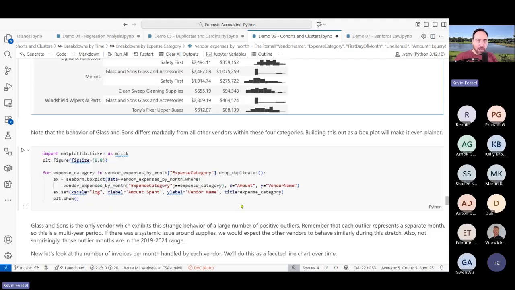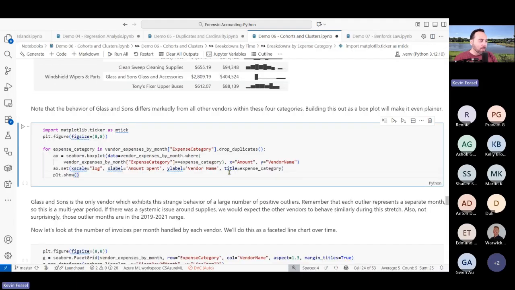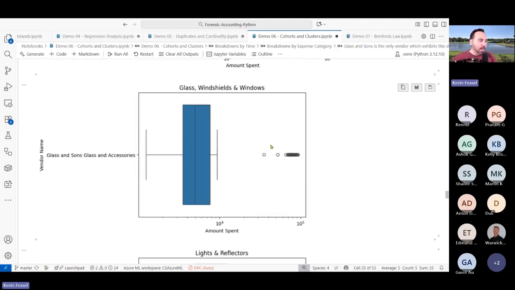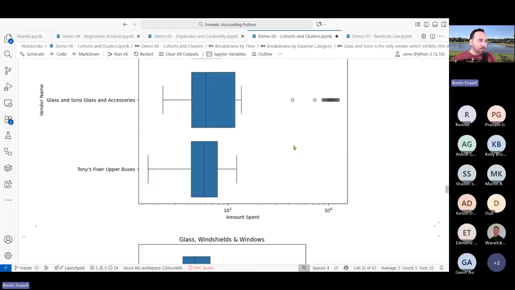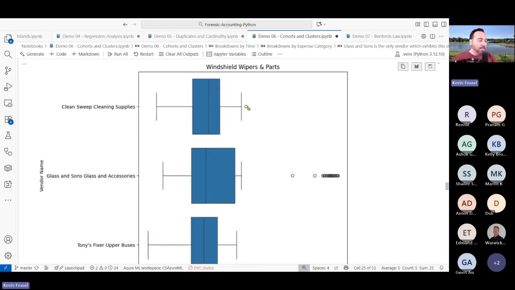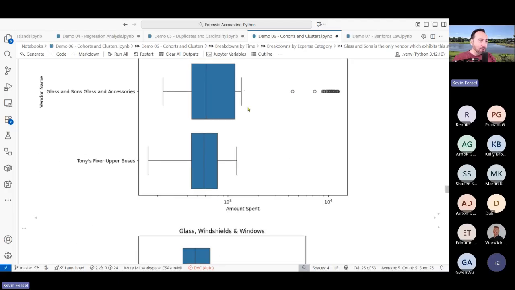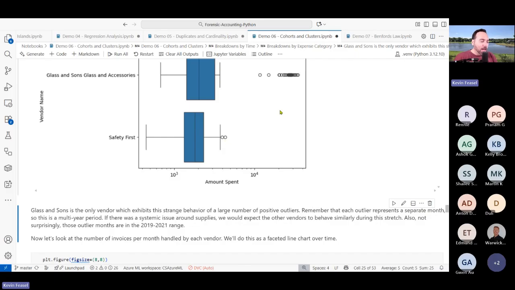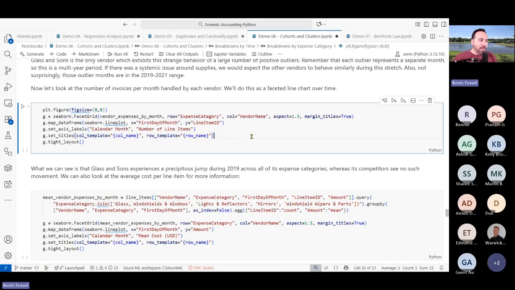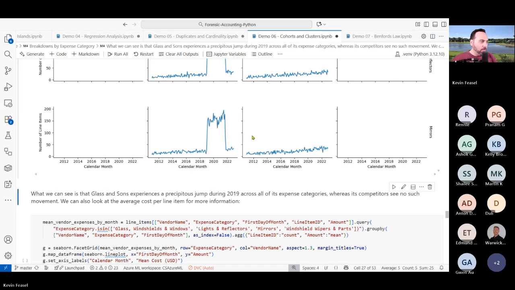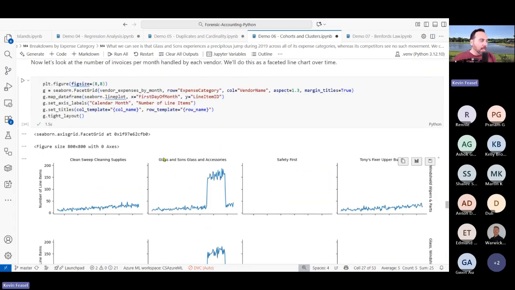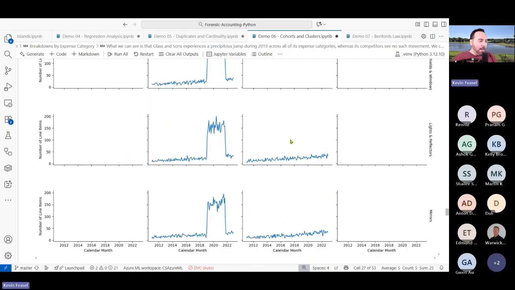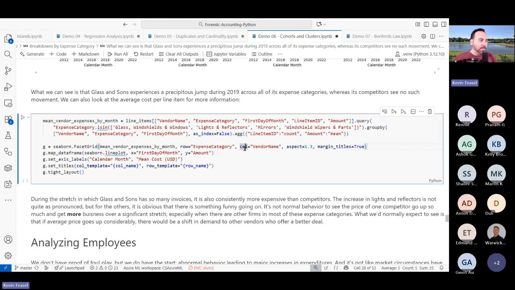That's interesting. If we build this out as a box plot, you can see it even more clearly, because Glass and Sons has all of the outliers, except for this one. There's one outlier right here. But for everything else, they have all of these outliers. Okay, there's two outliers there. But they seem to be strange. And if we look at Glass and Sons again versus their competitors in the different fields, that behavior is quite odd.